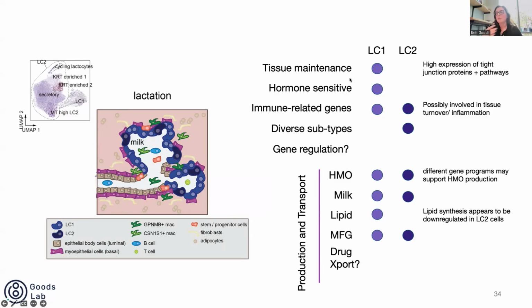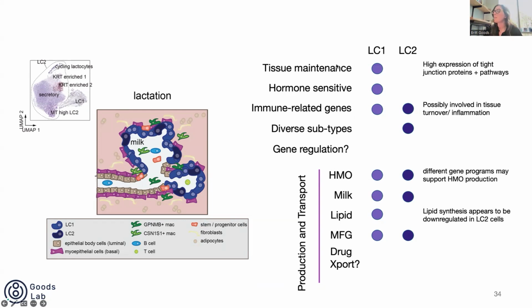And then here, I'm just starting to fill in some of the functions and putative functions that we can get from our single cell data so that we can try to better understand what the differences might be between these two cell types. And so here's a column for LC1s, here's a column for LC2s, again, lactocyte 1, lactocyte 2. Tissue maintenance, hormone sensitive. So I have a bunch of different functions over here, which we know are important for either supporting milk production or directly producing milk components.